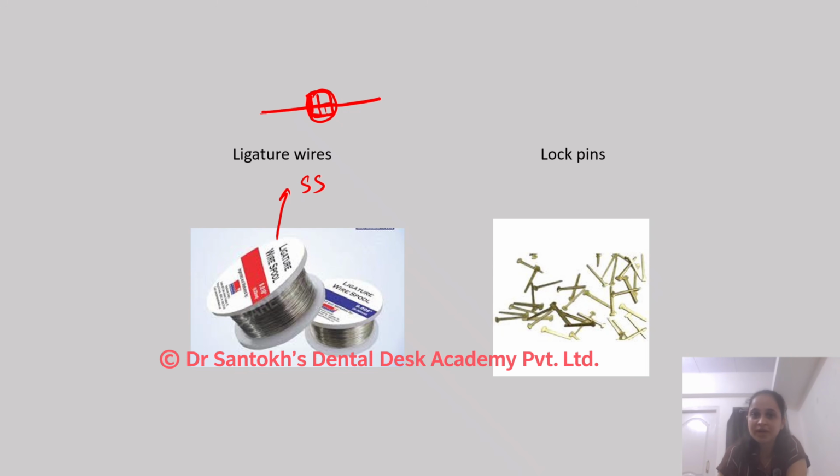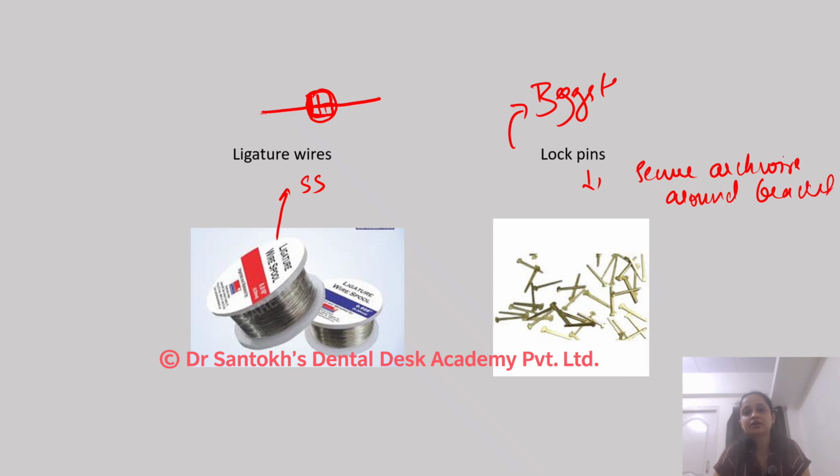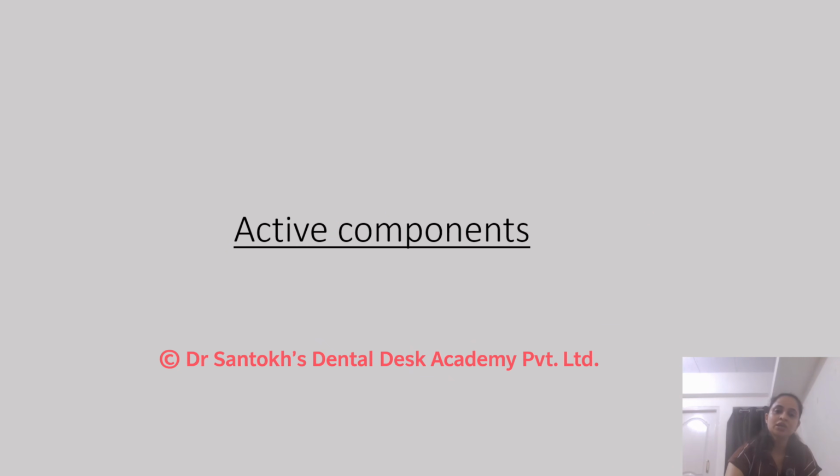So this is a ligature wire and these are lock pins. These are also used to secure your arch wire around the bracket. These are mainly used in your Begg's technique. Just remember lock pins are used in Begg's technique. These were the passive components of the fixed appliances: brackets, bands, ligature wires, and the lock pins.